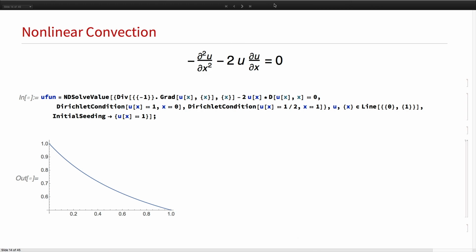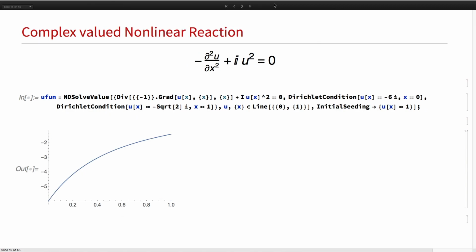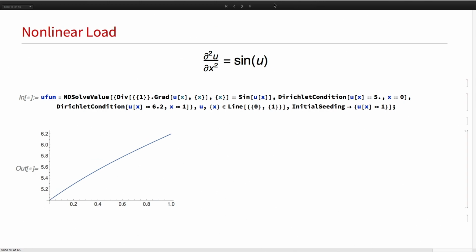We have nonlinear convection problems. So in this equation, we have a nonlinear convection term, 2 times u du dx. See that? We can have complex-valued nonlinear reaction terms as well. So here's an I times u squared. That's a nonlinear term. We have nonlinear load. So here's the sine of u. It's possible to have things like that.